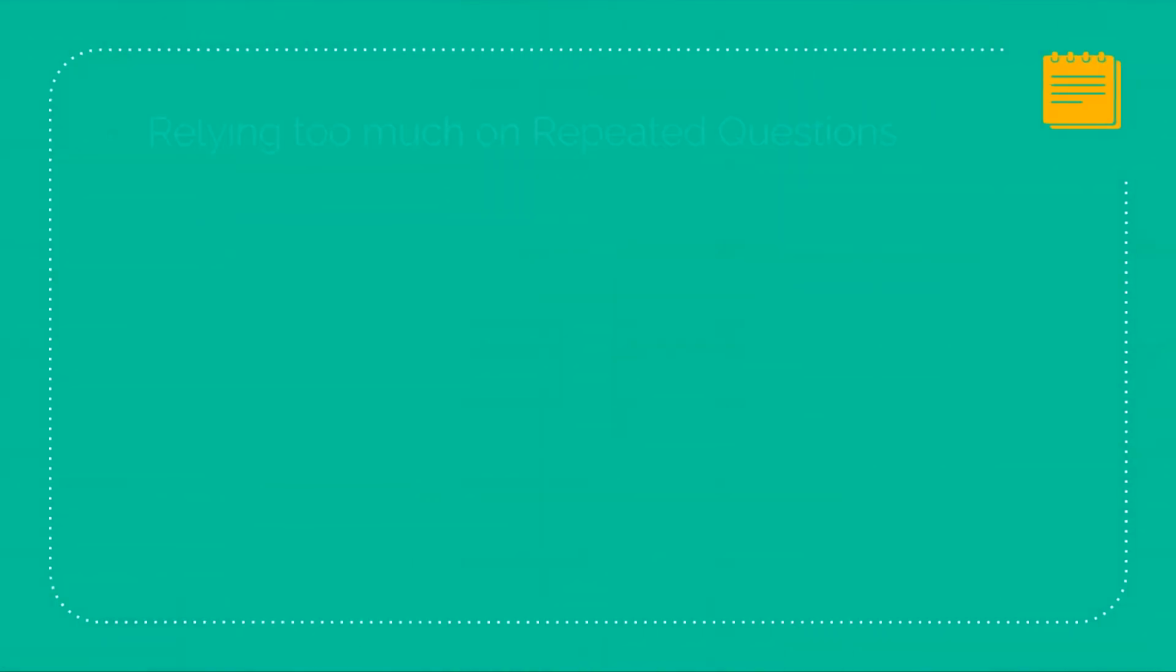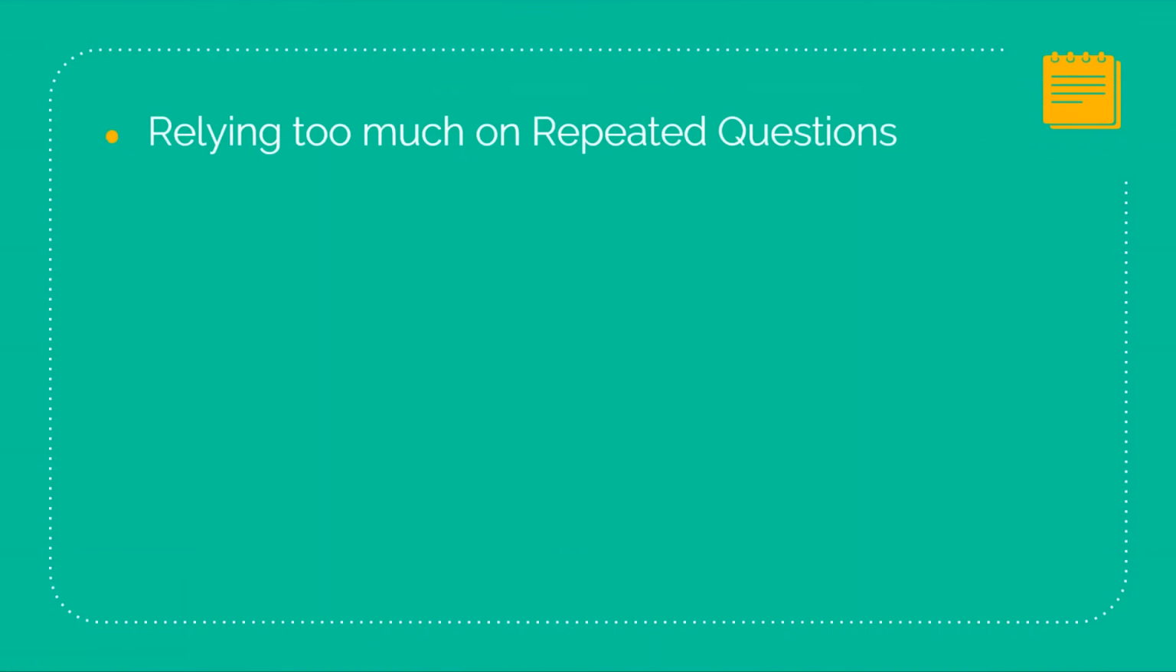Mistake number 1. Relying too much on repeated questions. Never do that. Learning the questions and their answers will not help you much because this is an English test. And the questions are also subject to change at any point of time. Mistake number 2. Not managing your time properly. This is extremely important because the PTE reading section is not a time section and you need to learn to manage your time well for this question type.